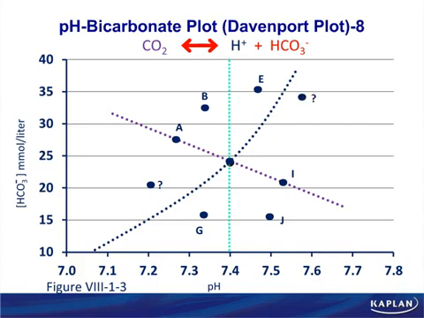Another one not in your book, but try this one. Yes, a mixed metabolic and respiratory alkalosis. We're in the upper right quadrant, so we know it's a metabolic alkalosis. CO2 should have gone toward E. It didn't. It went the opposite direction. So bicarb and CO2 are going in opposite directions. This is a mixed metabolic and respiratory alkalosis.